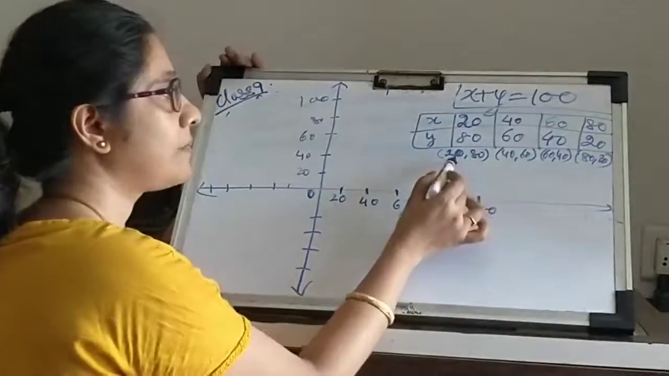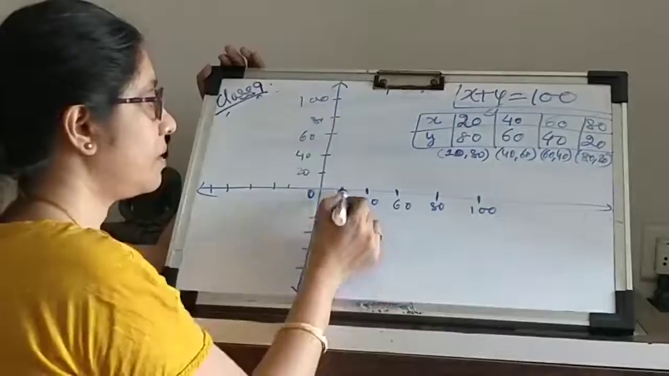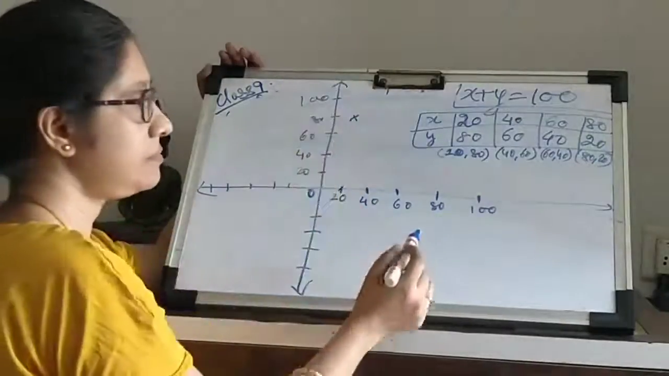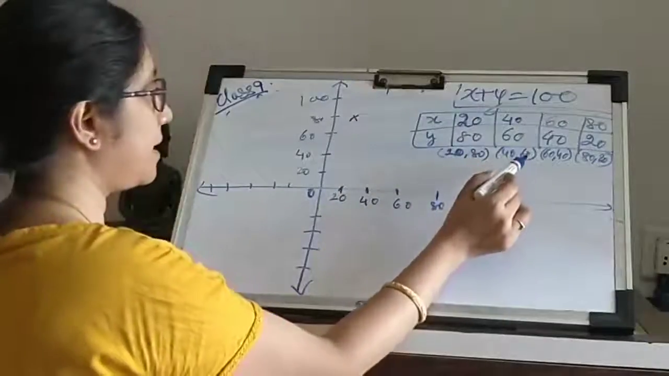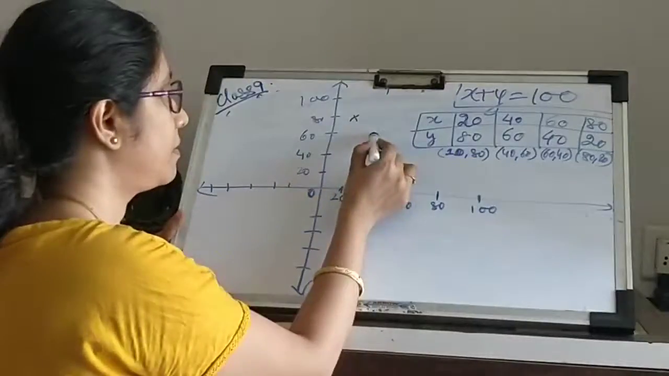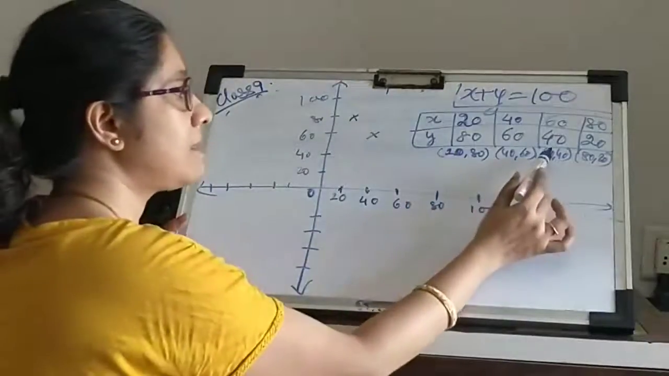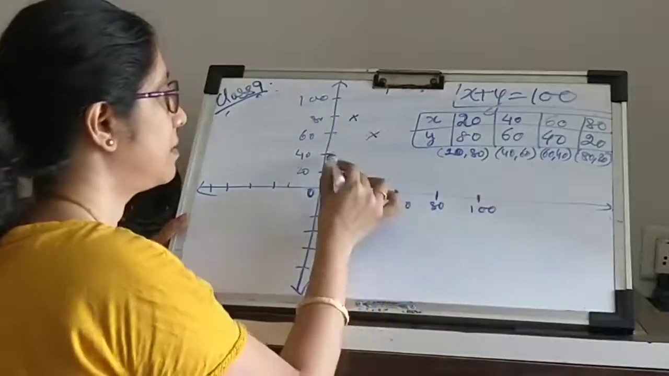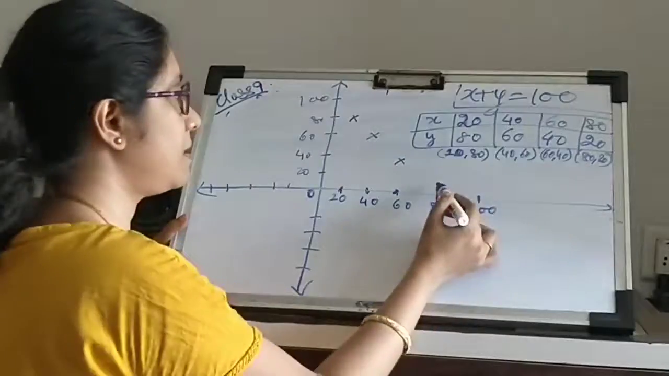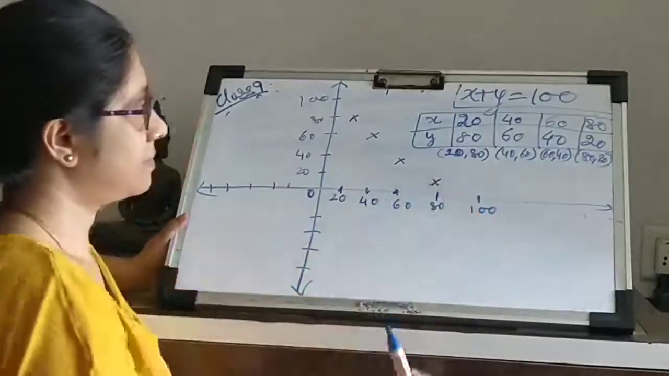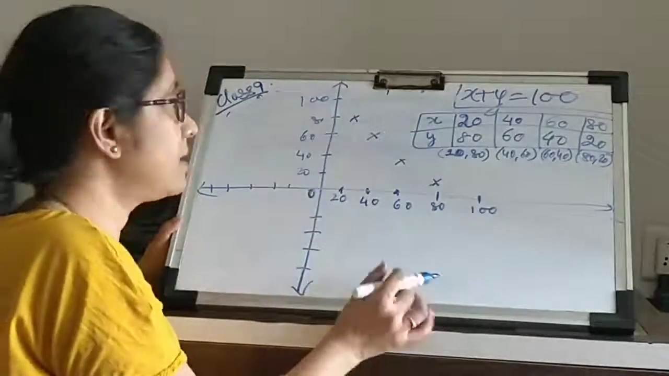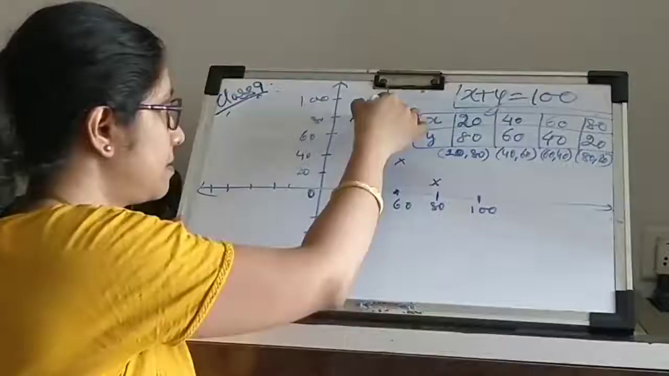What is the first one? 20, 80. 20, 80 is somewhere here. What is 40, 60? 40, 60 is somewhere here. Where is 60, 40? It's somewhere here. Where is 80, 20? Somewhere here. Now what do I need to do? Just join all the points. That is it.